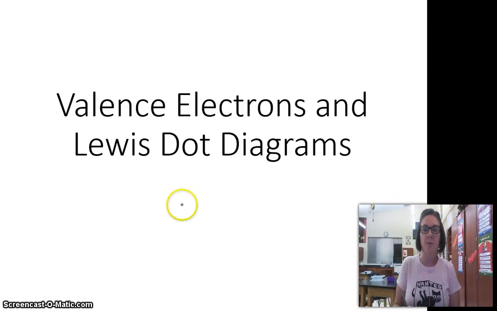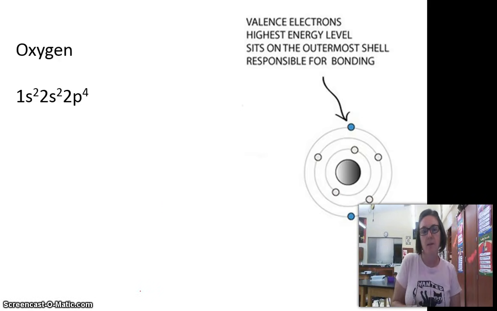This video is going to teach you about valence electrons and Lewis dot diagrams. When you have an electron configuration in shorthand notation, like this one for oxygen, the 1s2 tells us that there are 2 electrons, like in this picture, that one and that one, on the first energy level. Then the big coefficient 2 here and here means the second energy level, so that would be the second ring right here. And there are 2 sublevels, the S sublevel and the P sublevel.